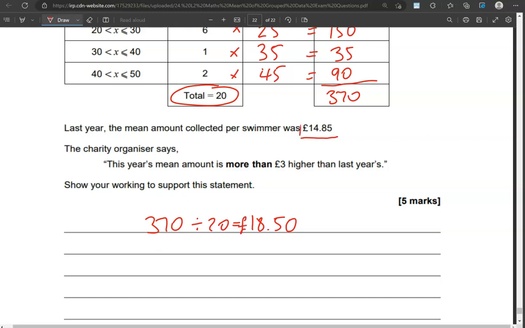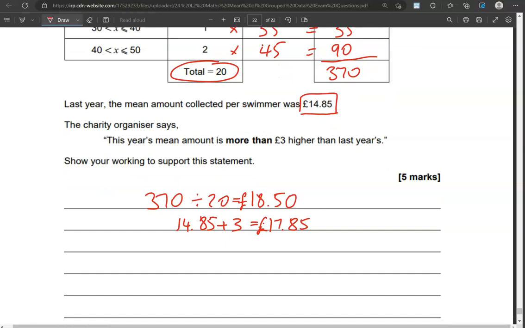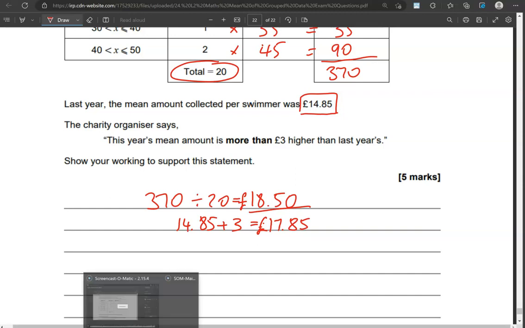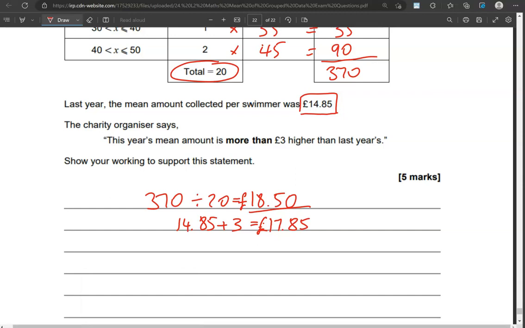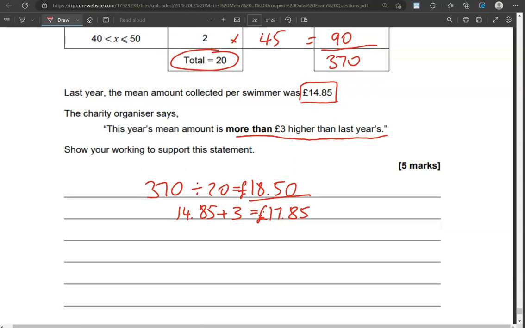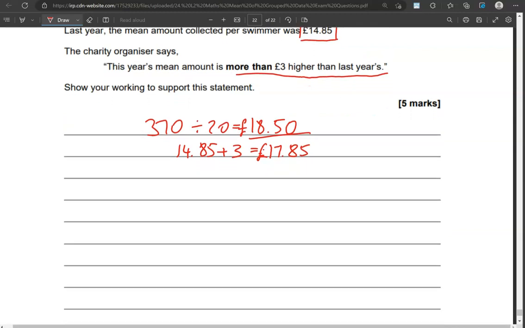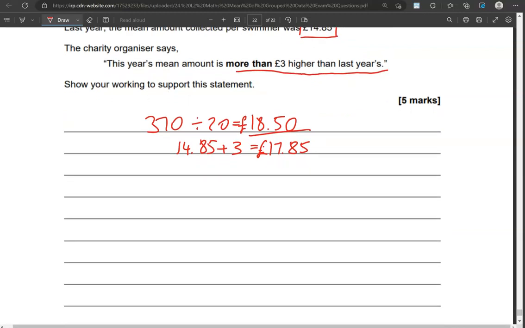So now we need to compare that to £14.85, add £3 to that, which is £17.85, and that is higher than £17.85. So the organizer says that this year's mean amount is more than £3 higher than last year's, and we're going to say yes, that's correct. Show your working to support the statement, and we've done that.